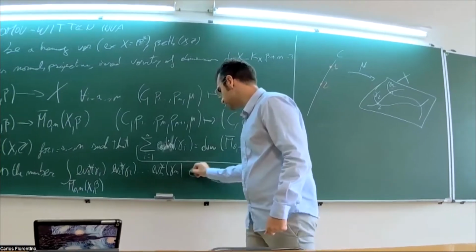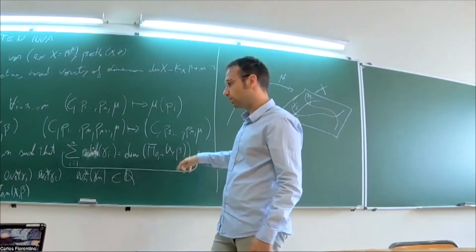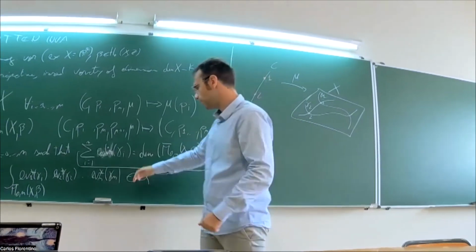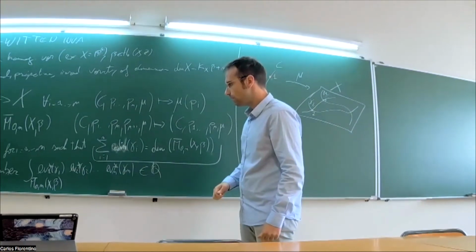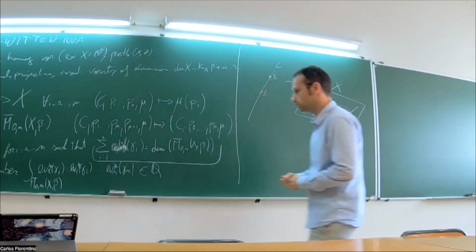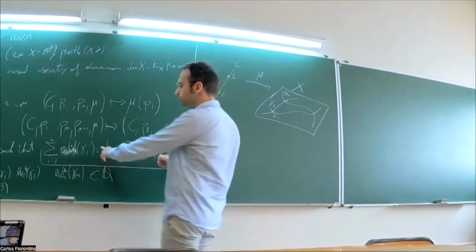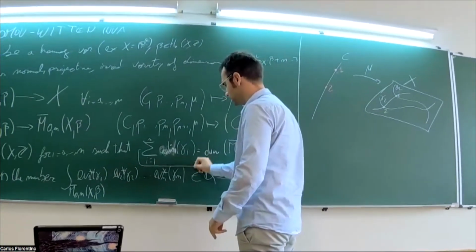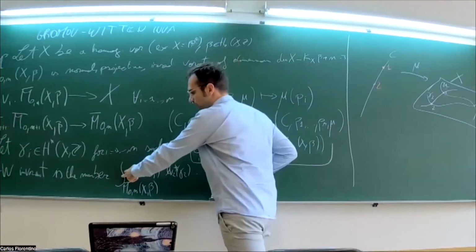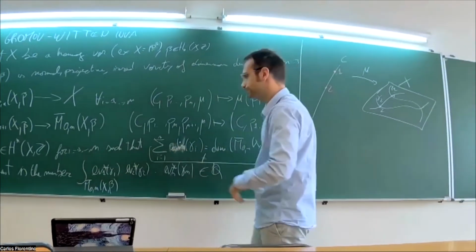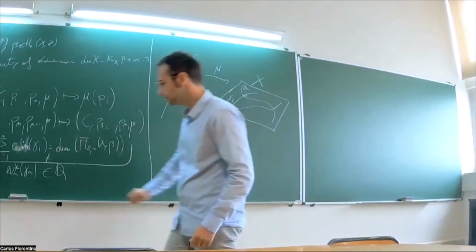In general, it's a rational number because this is an orbifold. So in order to have an intersection theory, we have to enlarge to rational numbers. And if this condition is not true, then this expression is by definition zero. Okay, this is the Gromov-Witten invariant.